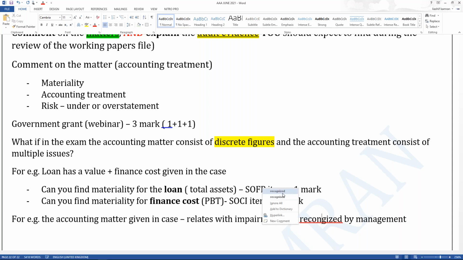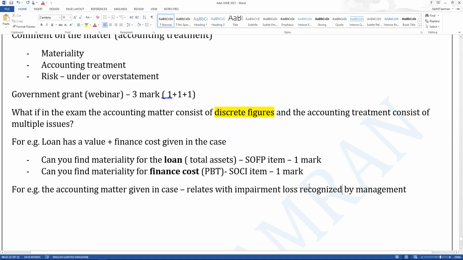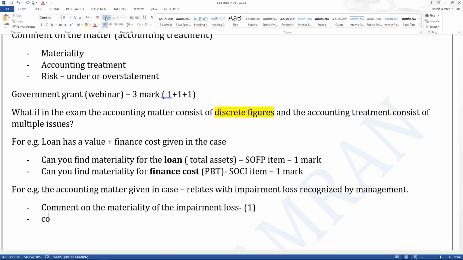Has the management done the right accounting treatment by recognizing the impairment loss when the indicator of impairment exists, for example? So the question is telling you that the impairment loss was recognized by the management and you need to comment on the meta. So what will you do first? See, you will comment on the materiality of the impairment loss if that is given, and you will get 1 mark. Then you will comment on the accounting treatment of the impairment loss.